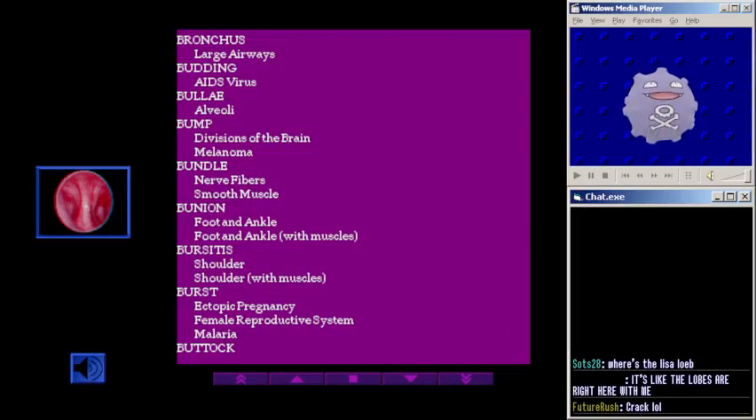Wait a second, did this? No, okay. Sometimes it glitches out and I actually have to grab the whole window and drag it off the screen and back on again in order to restore everything.